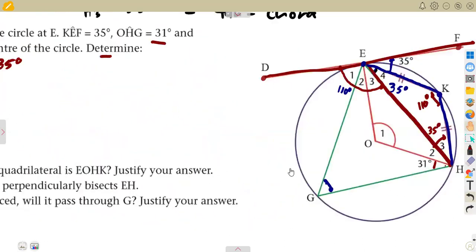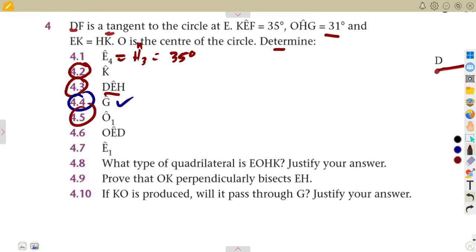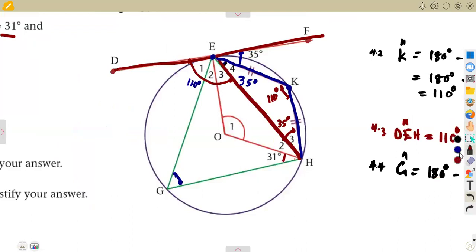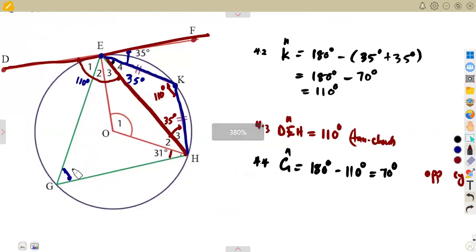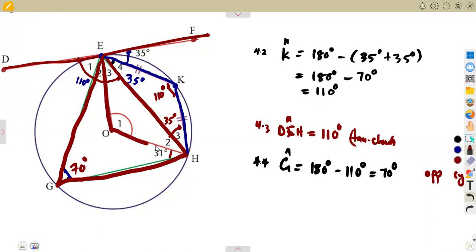All right, let us move on to 4.5, which is to determine angle O1. O1 is at this point. This is where we have our O1 already indicated. Remember, we have determined angle G, which is 70 degrees. If you hold this chord EH, you will see that it subtends an angle at G, which is the angle at the circumference. The same chord creates an angle again at the center, which is at O1.